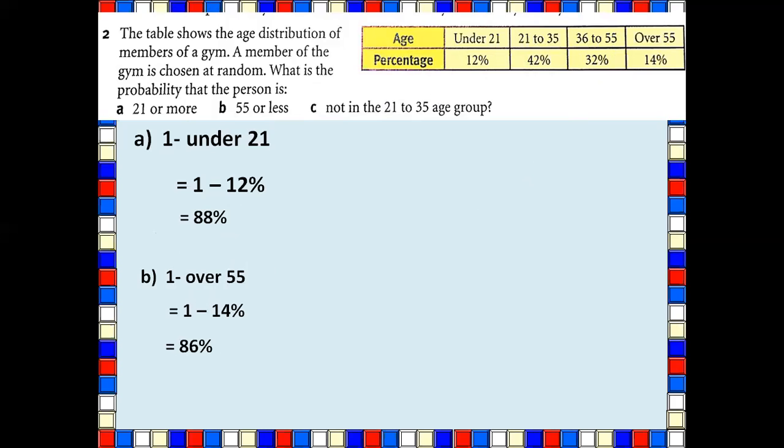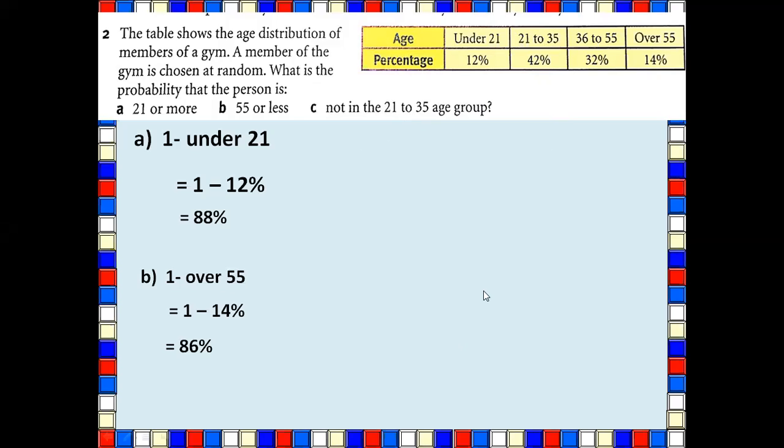Excellent. But part C, not in the 21 to 35 age group. Look, not in this group. So what's the probability of getting someone who is not in this group? We're gonna do 12 plus 32 plus 14, which is 58. So the 58%.